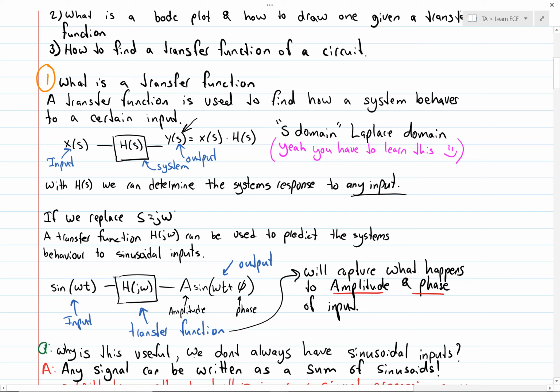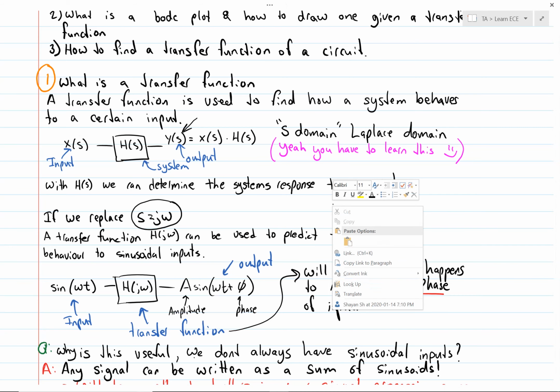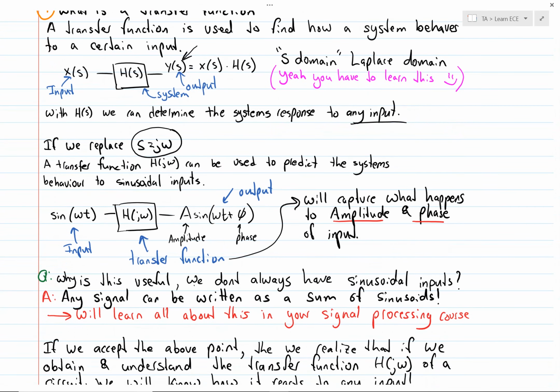If we now replace s by j omega, which is one thing that you do if you're interested in dealing with only sinusoids, you can get a transfer function, basically h of j omega. And when that's useful is it's used to predict the system behavior to sinusoidal inputs. Now you might ask yourself, well, we don't always have sinusoidal inputs, so why would I even think about that? That's not general enough.